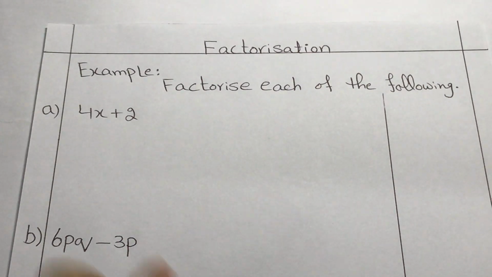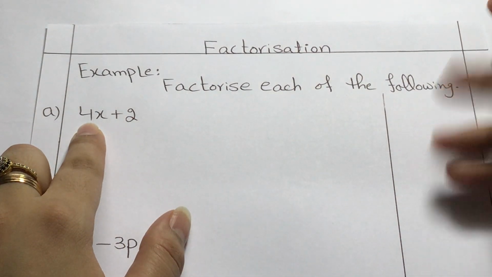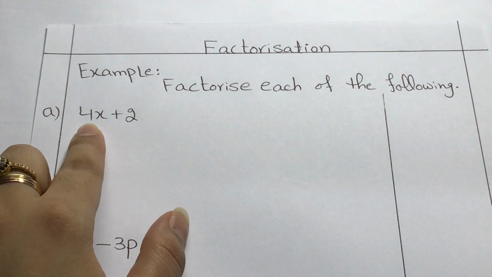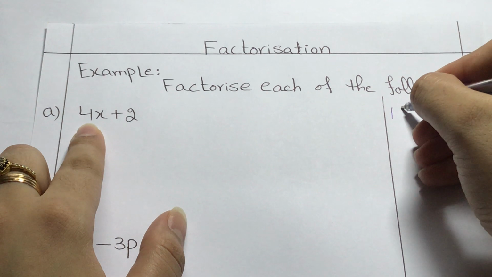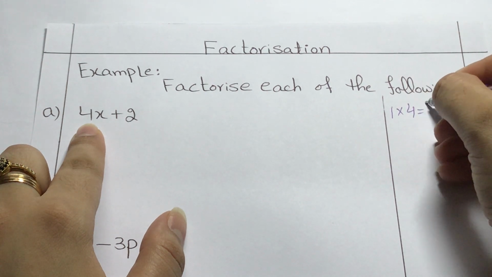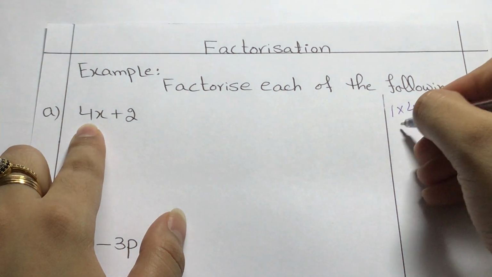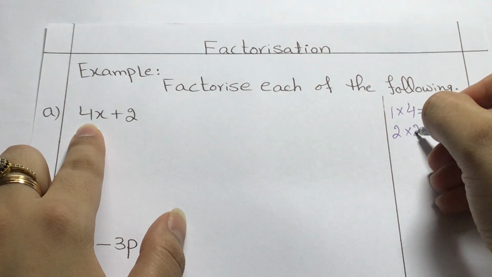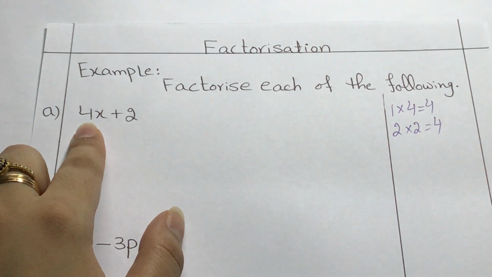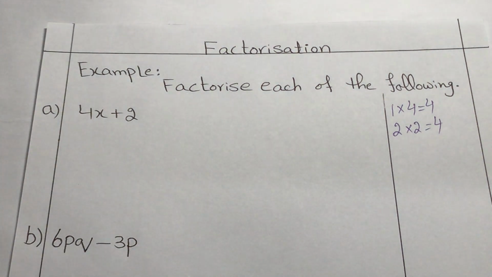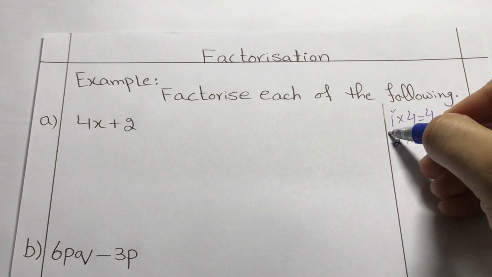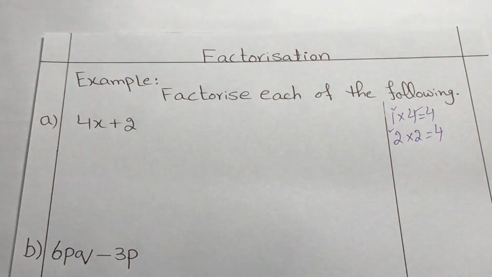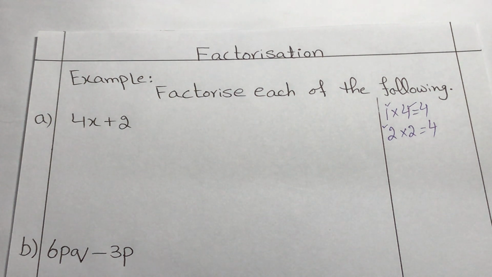So what's our first constant number, or the coefficient of the variable is 4. So let's first find out the factors of 4. 1 4s are 4, right? And 2 2s are 4. 4 is not further divisible by any other number, right? So the factors of 4 are 1, 2 and 4. We have three factors of 4, 1, 2 and 4.